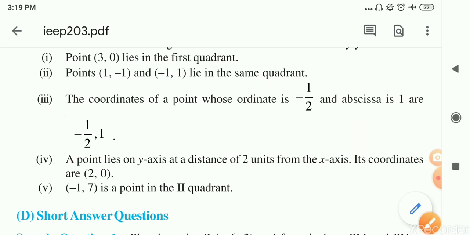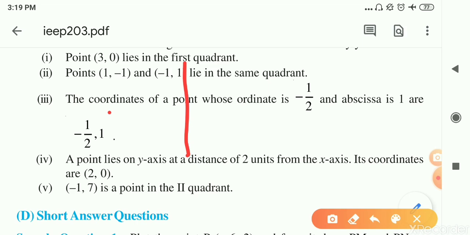Next, that is the fourth part. Here we are given: a point lies on the y-axis at a distance of 2 units from the x-axis. Its coordinates are (2, 0). Let me draw a graph. Here we are given a point that lies on the y-axis. You can see that this is y, this is y dash. So the point should lie on this axis. And it is 2 units from the x-axis.